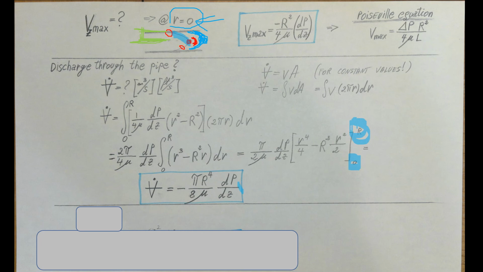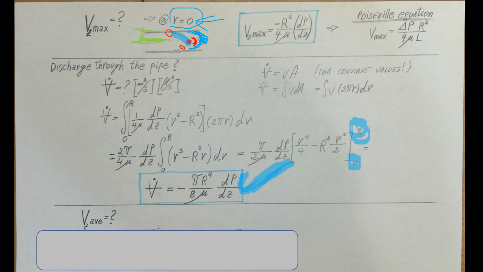Okay, so here it is, our volume flow rate. We can simplify some stuff, and here it is. This is all just terms that we know. These are all constants. Basically, we can consider it known.